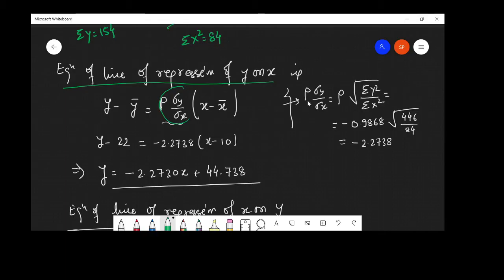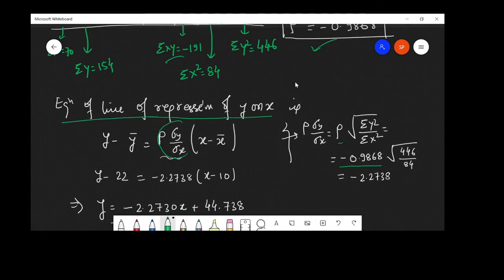Here we write rho sigma y by sigma x is equal to rho times the square root of summation of y square by summation of x square, where sigma is the standard deviation. Rho we have already found, minus 0.9868. Summation y square we have already covered, it is 446, and summation x square is 84. After calculating, this part is minus 2.2738. Here we substitute into y minus y bar.